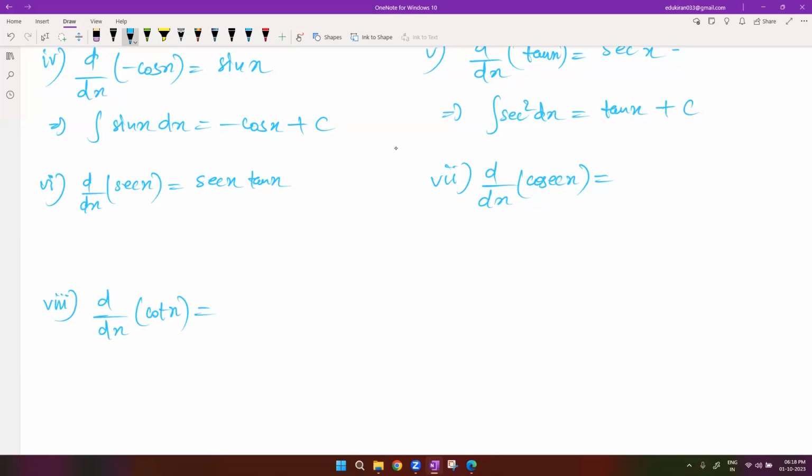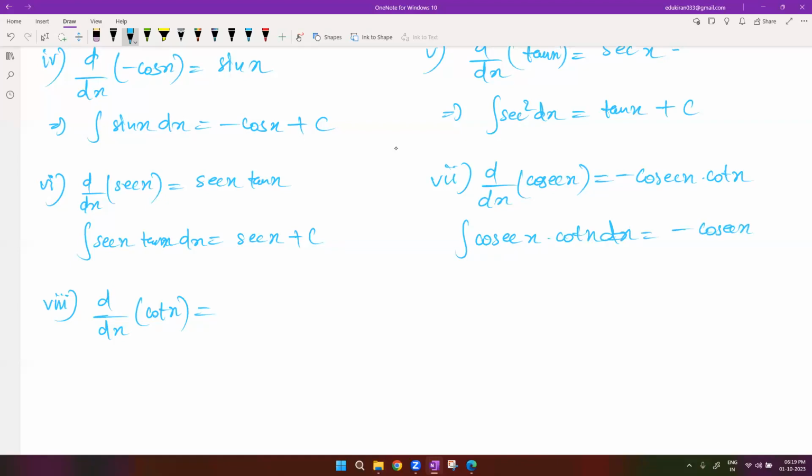So differentiation of sec x is sec x tan x, which means that integration of sec x tan x is sec x. Differentiation of cosec x is minus cosec x cot x, right? So we can say that the integration of cosec x cot x would be minus cosec x. Just multiply both the things with minus.